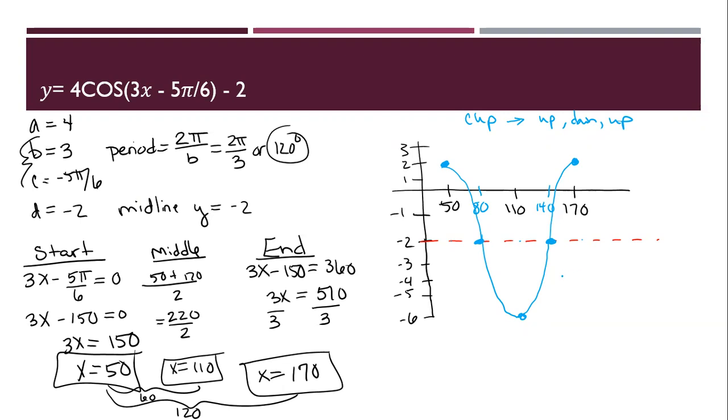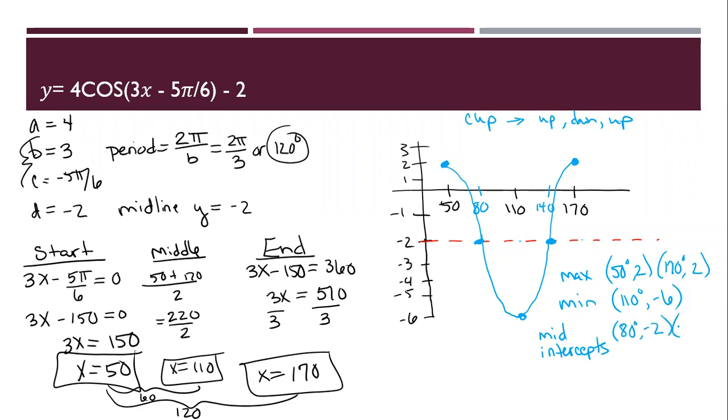What I forgot to do on the last slide is you're going to have to list all your max, mins, and intercepts. So we have a maximum at 50 degrees, +2, 170 degrees, +2. You've got a minimum at 110 and -6. And then you've got midline intercepts at 80 degrees, -2, and 140 degrees, -2. So you will have to list those.